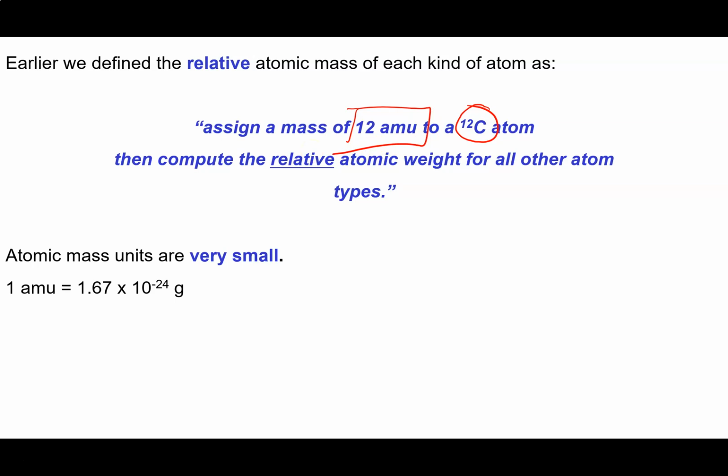And then any other object can have a mass calculated in AMU as either a fraction or a multiple of this amount. Now, of course, atomic mass units are very, very small. They're intended to give a whole number for objects that are of the masses of atoms. And one atomic mass unit has a mass of about 1.67 by 10 to the minus 24 grams.